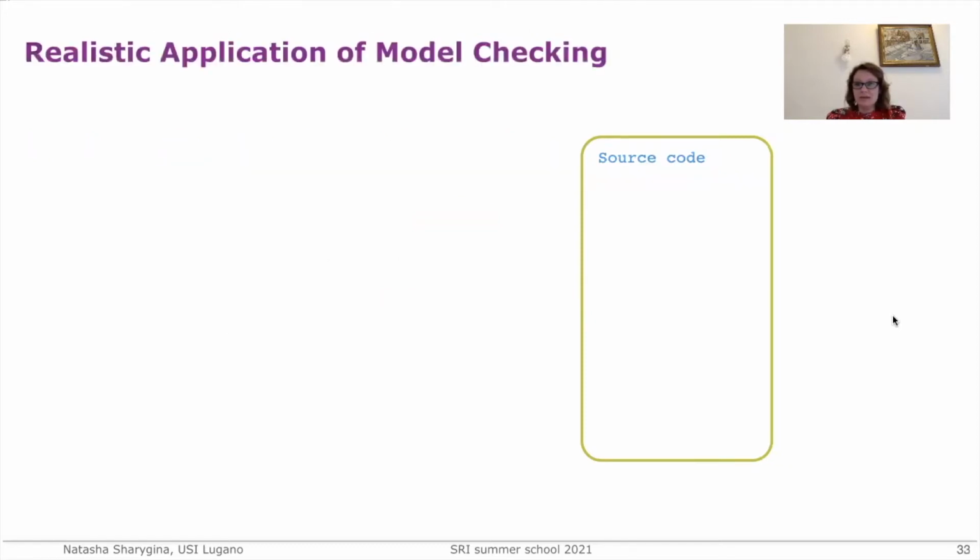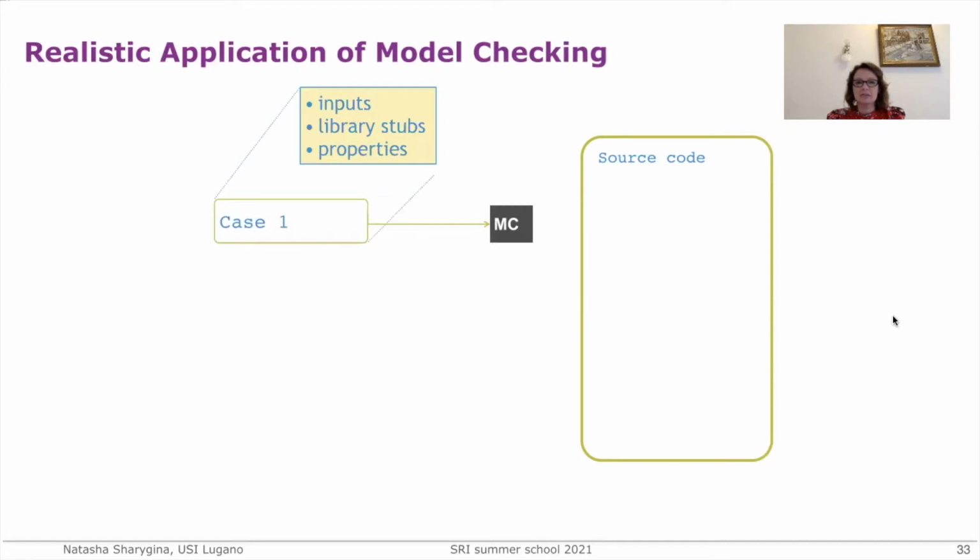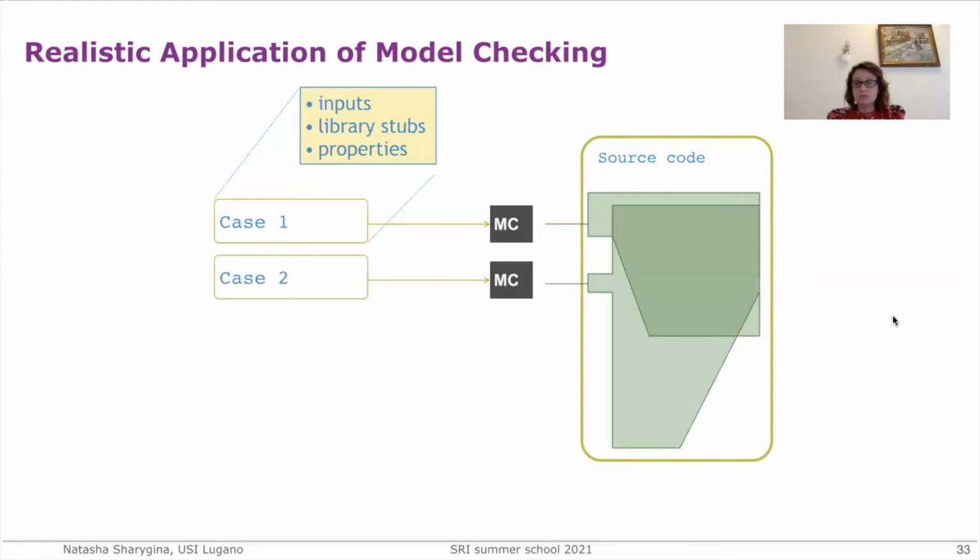However, this is not the ideal world, and realistically speaking, whenever we have a program to check, we have different situations. We have a tool and we have particular instantiations, some particular inputs or library stubs which are available for the program realization, and some properties to check. Based on this particular environment, we are analyzing the program and we see if the given properties are satisfied or not. Then some inputs could change and we have another case to check. And the model checker runs again against the same code, against different properties, different inputs.